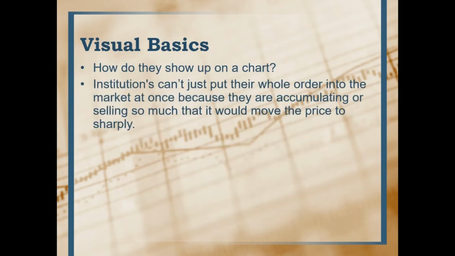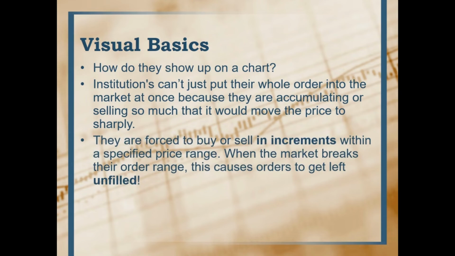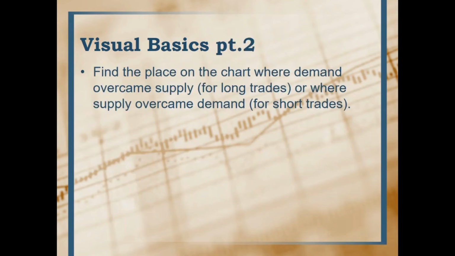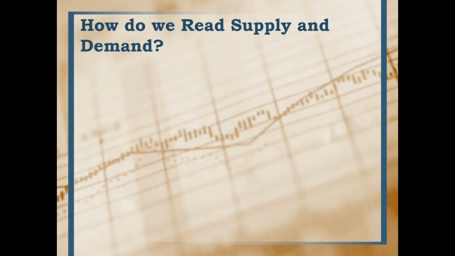How do they show up on a chart? Well, institutions aren't just like regular retail traders. They can't just put their whole order into the market at once because they're accumulating and selling so much that it would move the price too sharply. They're forced to buy or sell in increments within a specified price range. So when the market breaks their order range, this causes their orders to get left unfilled. This will cause visual differences in the charts, which form supply and demand zones. Find the place on the chart where demand overcame supply, or where supply overcame demand. Simply put, where red became green, or green became red.